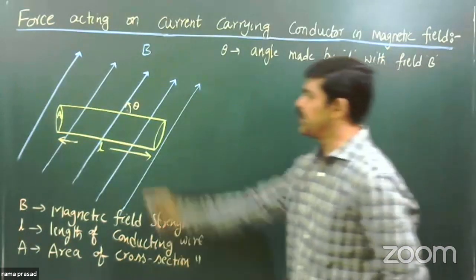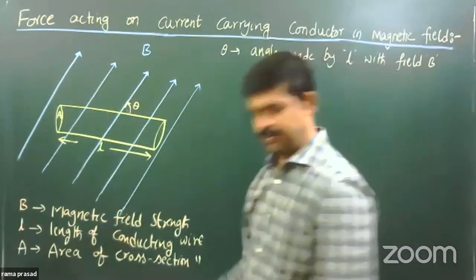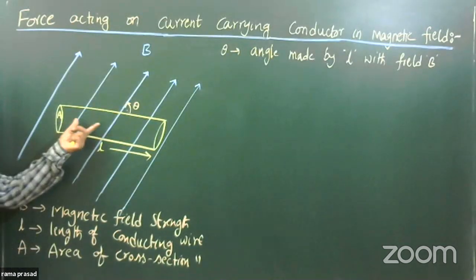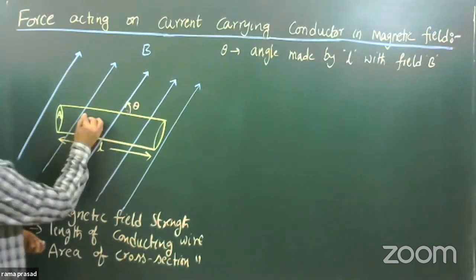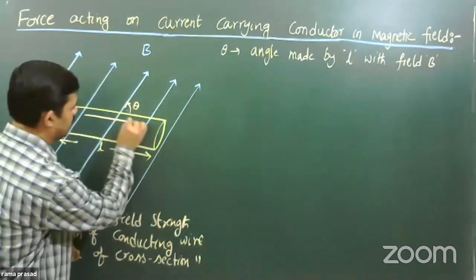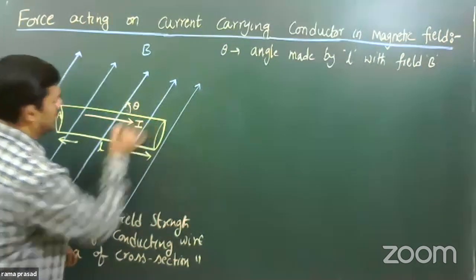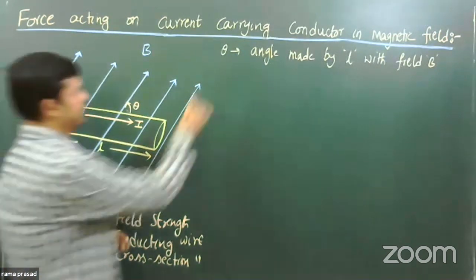Okay. Then what is the force acting on this whenever current flows through it? Listen carefully. It is a current carrying conductor, means some current is flowing through this. Let the current be flowing in this direction. Let I be the current.